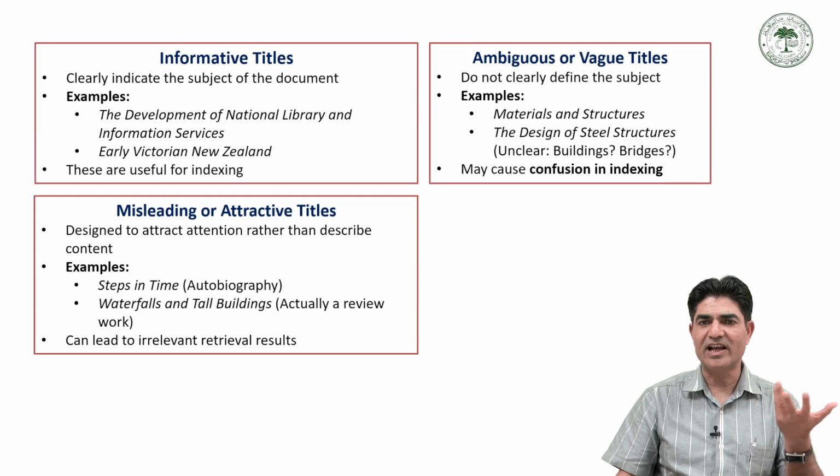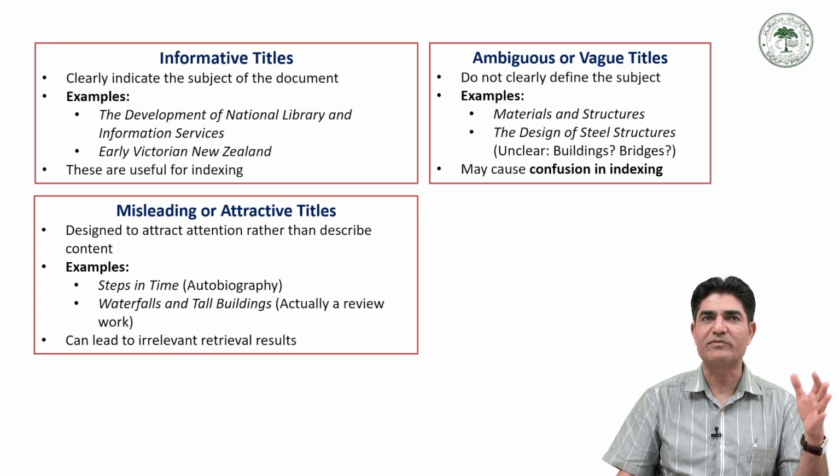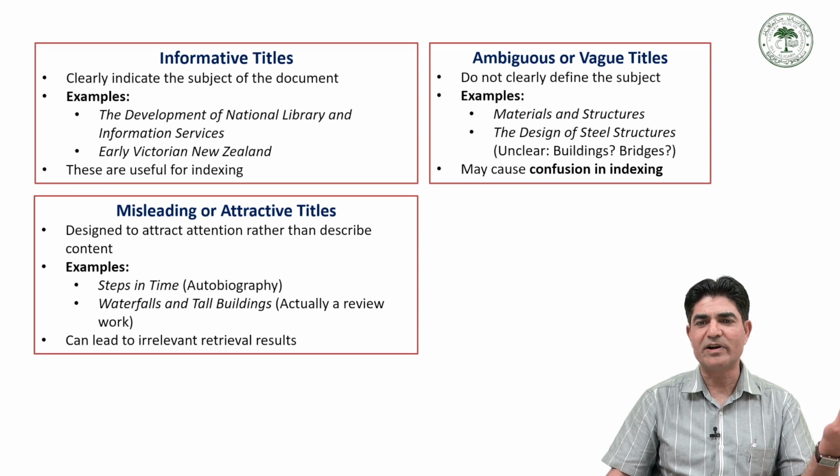But just try to see ambiguous or vague titles. They do not clearly define the subject. For example, Material and Structure. So it is not clearly indicating what kinds of material is used for which kinds of structure. Another is Design of Steel Structure. So it is unclear whether buildings or bridges. We are not able to identify the meaning of this particular title. So this creates confusion in the process of indexing.